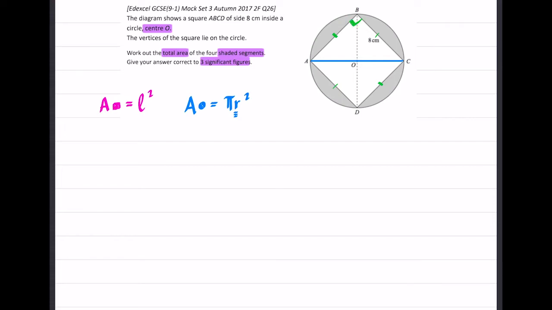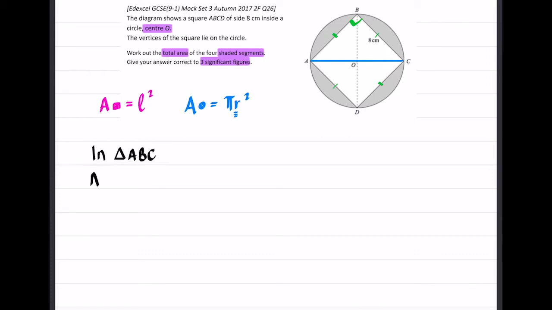Now there are 2 reasons why it's a right angle triangle. Number 1, because of angles in a semicircle: AC is a diameter, which means that it subtends a 90-degree angle at B. Alternatively, we were told that it's a square, so we know that all the interior angles are 90 degrees. Working in triangle ABC.